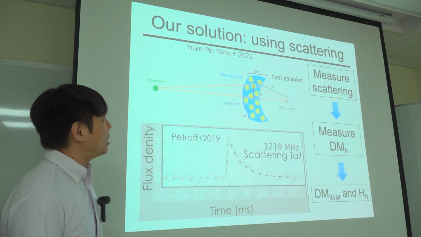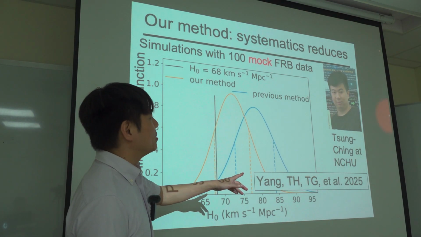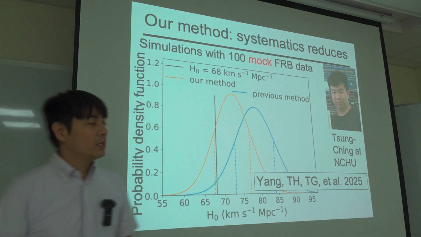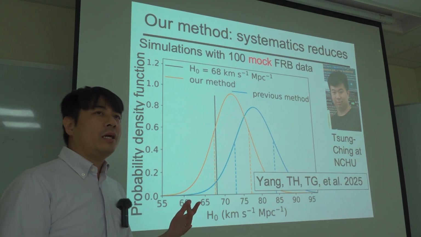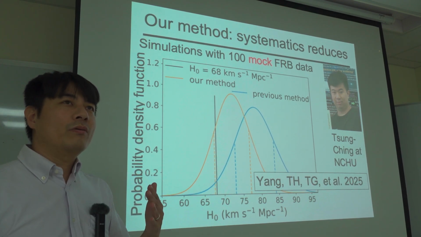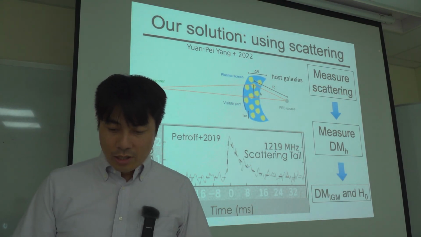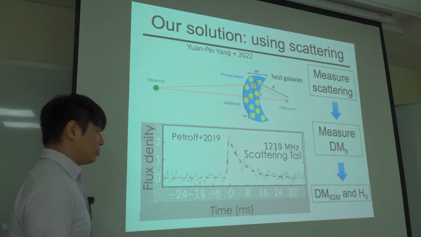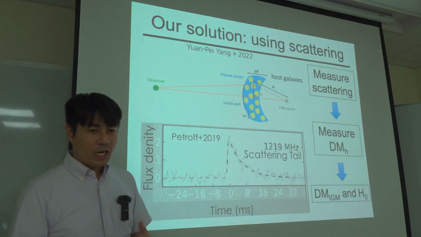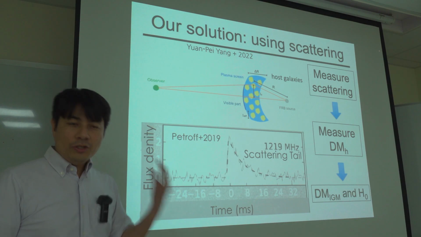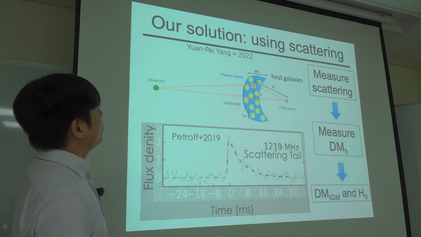John Chin is my student, a PhD student at Johnson University. I'm not showing him here, I'm sorry. He came up with a new idea, actually based on literature. He proposed to use scattering information to constrain DM host. This idea was already proposed in the literature, but he wants to use this method to constrain the Hubble constant. This part is new.